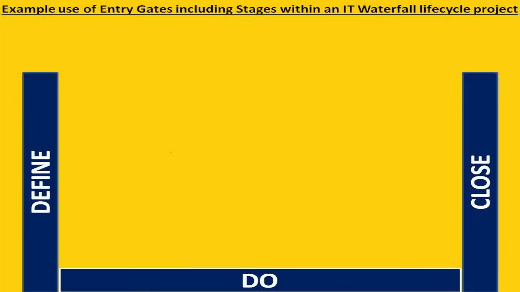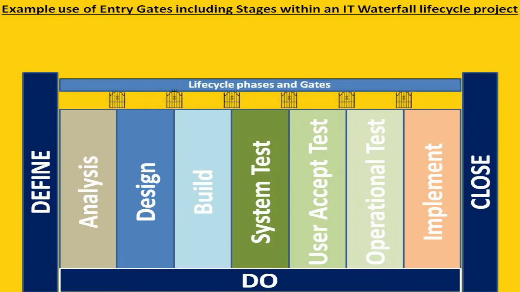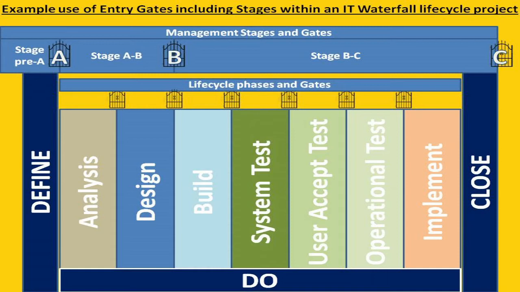The diagram shows an example use of these gates for an IT waterfall lifecycle. The project management processes define, do and close are the foundation on which the particular lifecycle phases are planned, with gates to agree the move from one phase to the next. Due to severe planner's droop, the project is segmented into management stages, with a key gate at the end of the design phase, called Gate B, when good estimates of the remaining phases should be possible. Gates A and C are standard to authorise the definition and closure of the project.